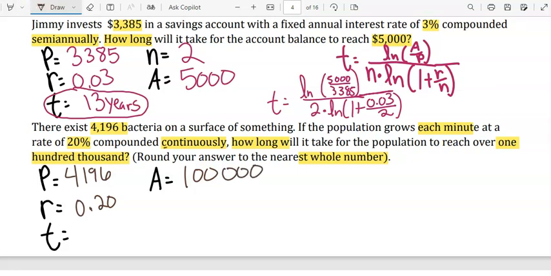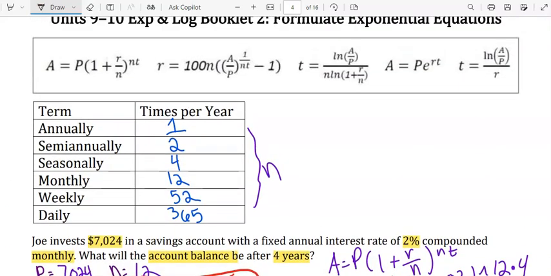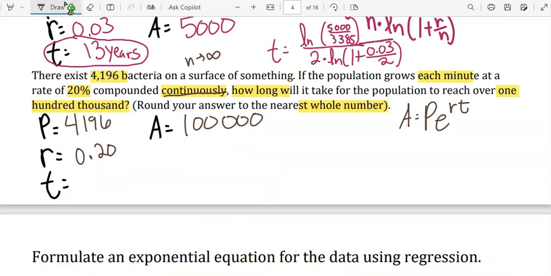Notice it is compounded continuously, so n would be approaching infinity. When that is the case, we'll not have n in the formula. We'll use this one with E, Euler's number, instead. And then we'll plug in our givens. 100,000 equals 4,196 times E to the 0.2 times T.